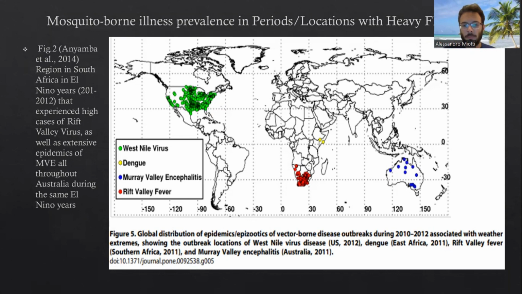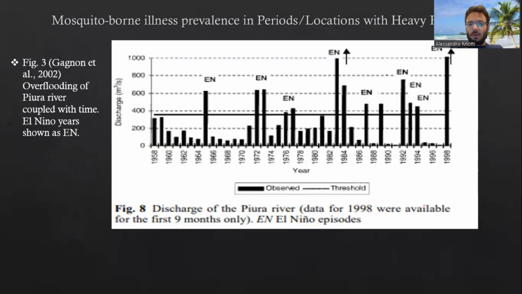So pretty cool. So this paper looks at the effect of El Nino years and mosquito-borne illness prevalence in certain areas, specifically in South America and Central America. So this graph here is referring to a river in Peru called the Piura River, and they're looking at the amount of discharge or overflow of the river throughout the years. So you can see they're labeled 1958 all the way to 1998.